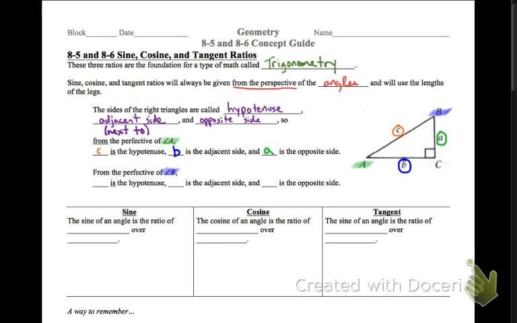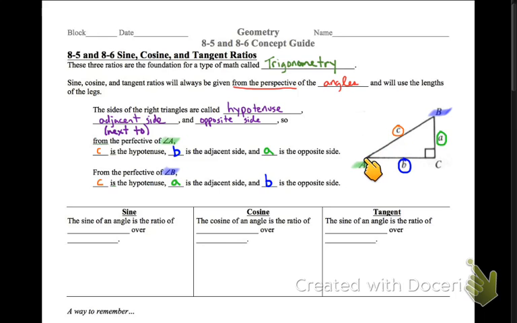It changes when we talk about from the perspective of angle B. Well, the hypotenuse doesn't change. C is the hypotenuse for angle B, but what is the adjacent side? Well, the sides that are next to B are C and A. Well, C is the hypotenuse, so A is the adjacent side. And then what is opposite B? Side B. This is going to be a frequent way of naming these things.